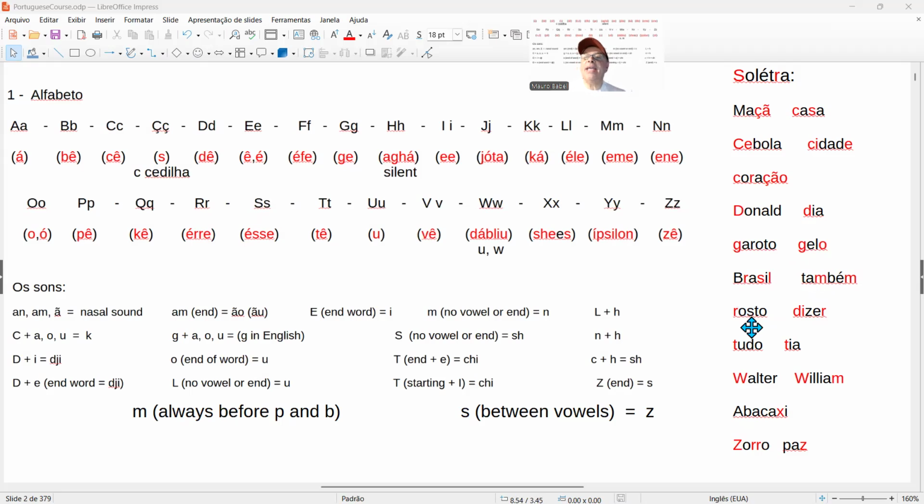B, R, A, S. I, L, T, A, M. B. E, M. R, O, S. T, O, D, I. Z, E, R, T, U. D, O. T, I, A.